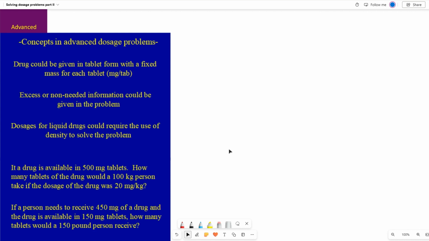As a professor, when I write exams and have dosage questions on them, I always put a couple of advanced dosage problems on there, some of the more challenging ones. Those are really to separate out the A students from the B students. There are three things that can be done to make a dosage problem more difficult, and I have them listed out here. The really hard ones could have all three of these things integrated into one problem, but I'll break it down into individual parts here.